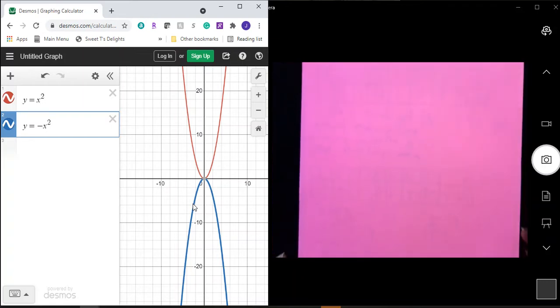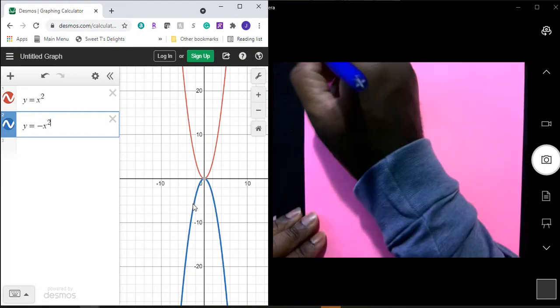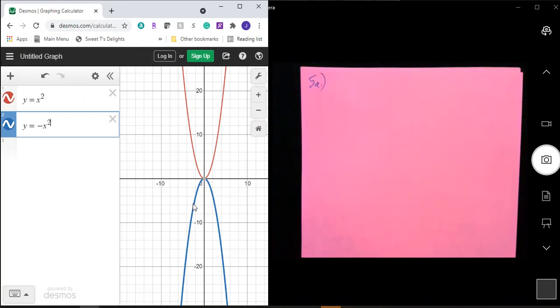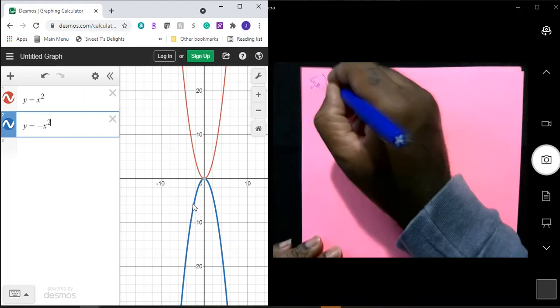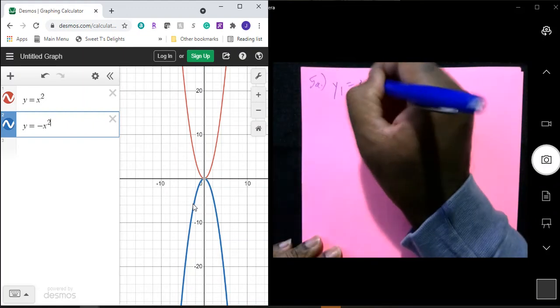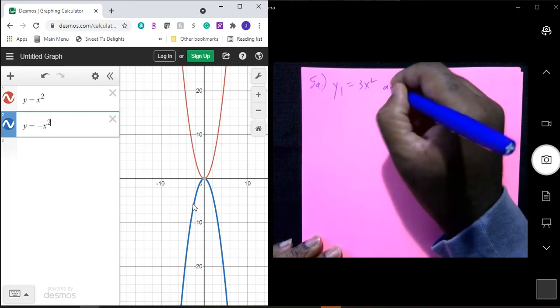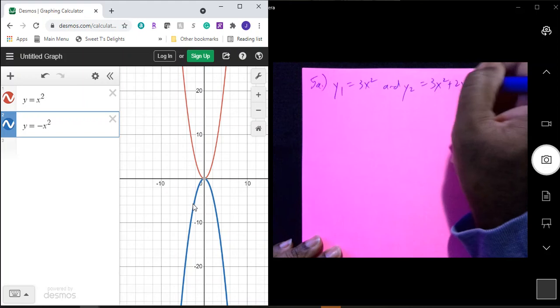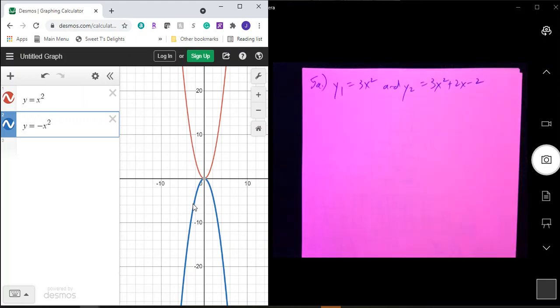Now, problem number 5 is in the middle of page 401. So we go here to 5a. It says, use your graphing calculator to graph the two functions. Y sub 1 is equal to 3x squared, and y sub 2 is equal to 3x squared plus 2x minus 2. Okay, they want us to graph both of these.